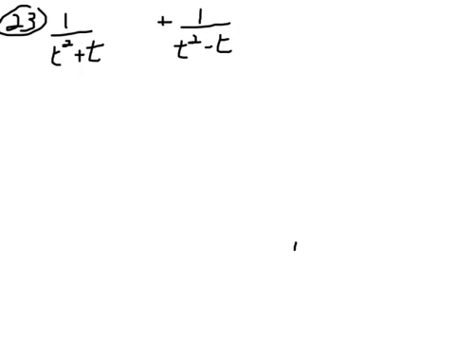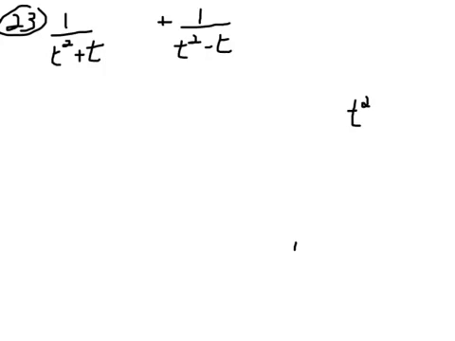This is 5.6, number 23, and we are in this section adding and subtracting fractional expressions. Now, in order to do that, if you remember, when you add and subtract fractions, you have to have a common denominator. So we need to find out what our common denominator is here. So I'm going to come off to the side.